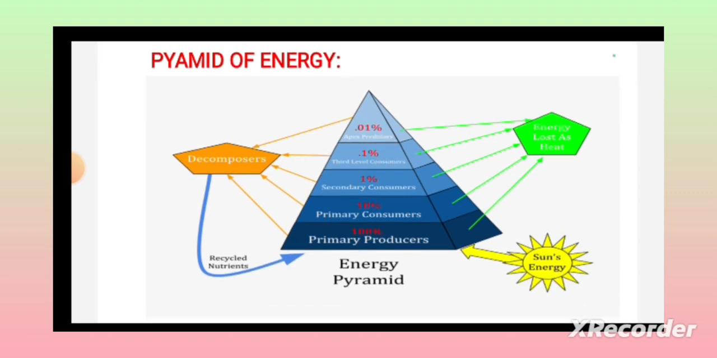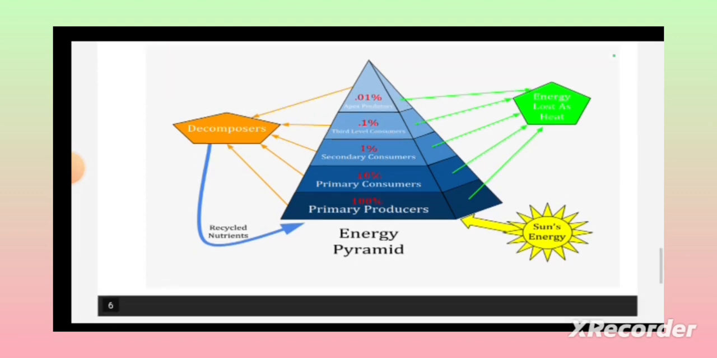The pyramid of energy is always upright, remember that. And in energy transfer, only 10% of energy is transferred to the next trophic level, which is the Lindemann rule. That is, only 10% of energy is transferred from one trophic level to another trophic level. The remaining energy is lost in the form of heat.